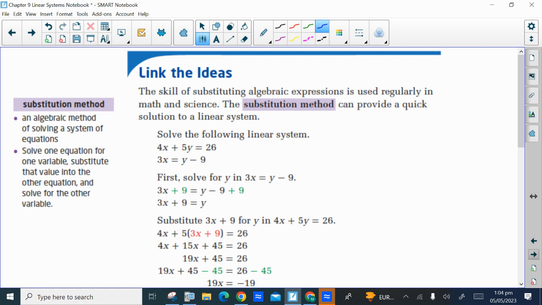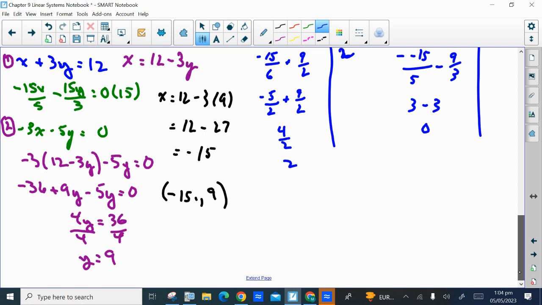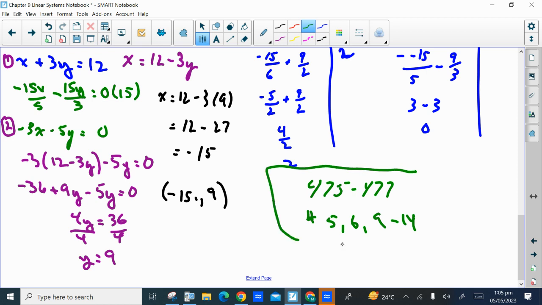So we're going to stop there. Your assignment, page 475 to 477, questions 5, 6, and 9 through 14, which you're going to hand in for marks.